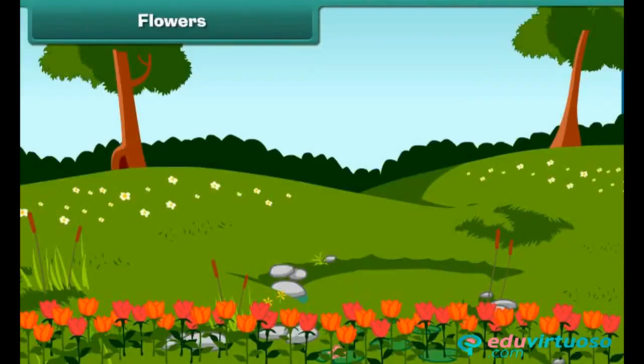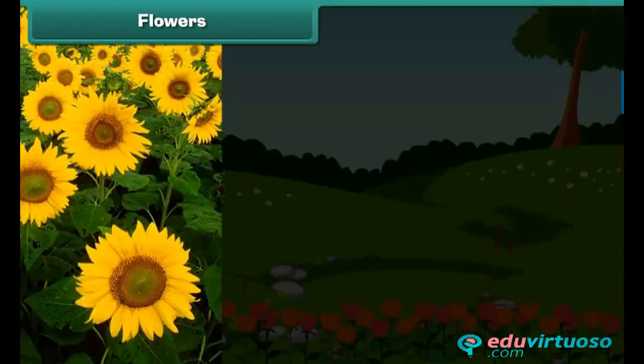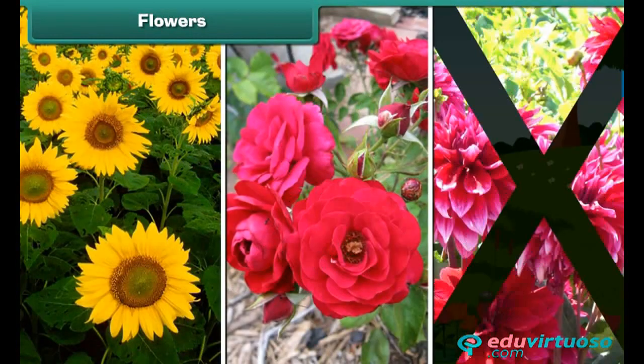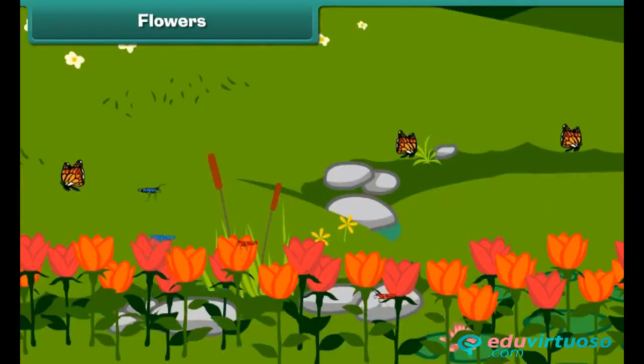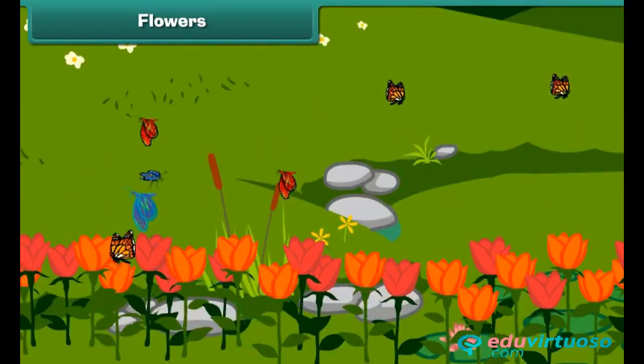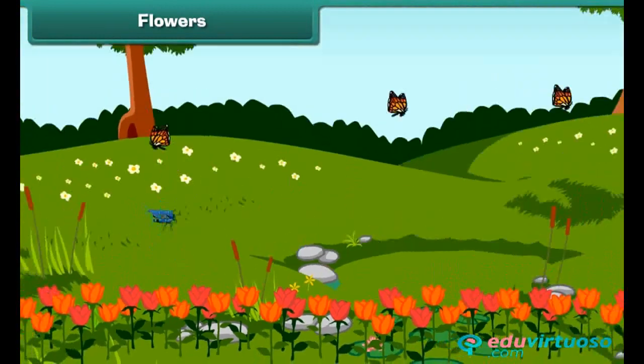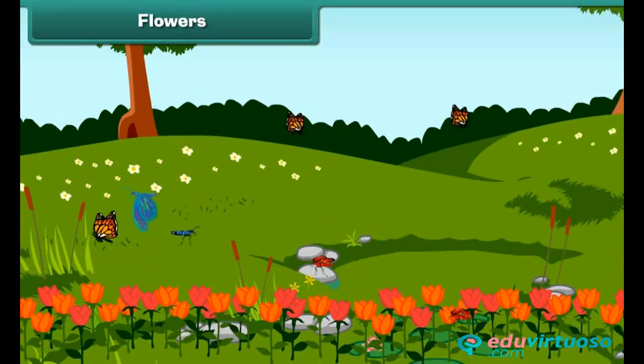The flat part of a leaf is called leaf blade. Each leaf on its leaf blade has a main vein and many small veins connected to it. Through these veins, water is circulated throughout the leaf. Now let's discuss the main functions of a leaf. The main function of a leaf is to make food for the plant.